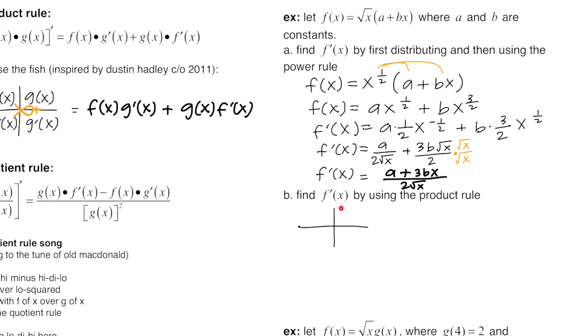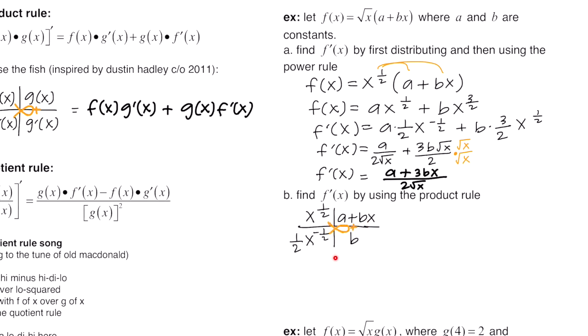Part B says find f prime of x by using the product rule. So we have root x as one function, and our other function is a plus bx. So I put this function on the left as x to the 1/2, and then I put the other function on the right. And now we're going to take the derivative going down. So here you get 1/2 x to the negative 1/2. A is a constant, so the derivative of a constant is 0. And the derivative of bx is going to be just b.